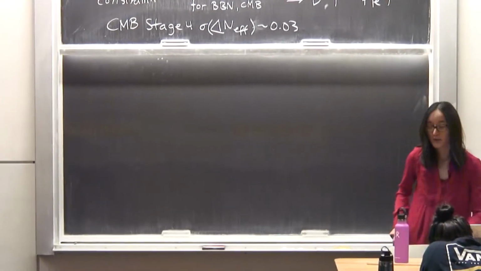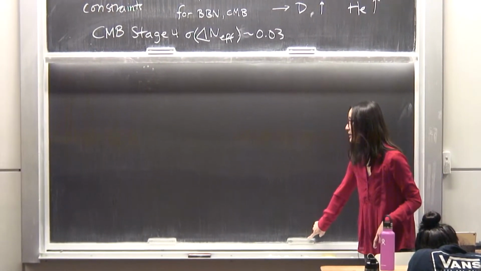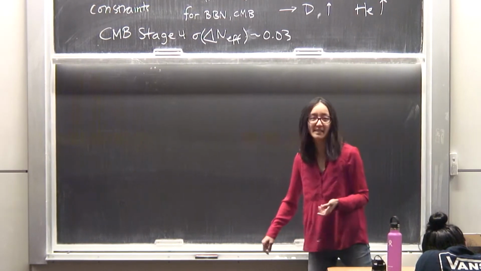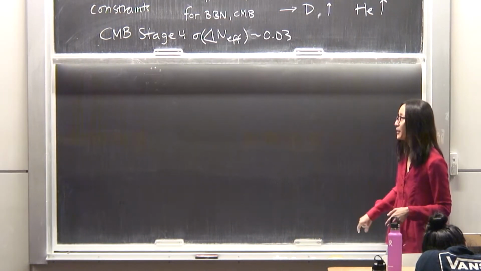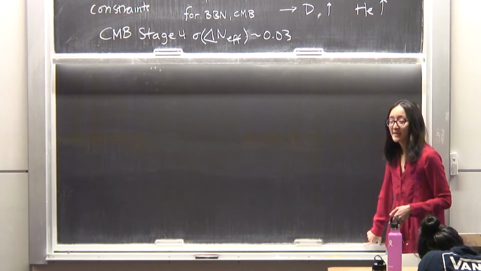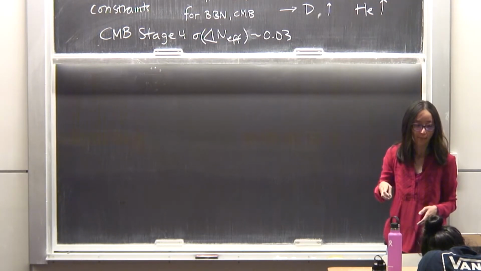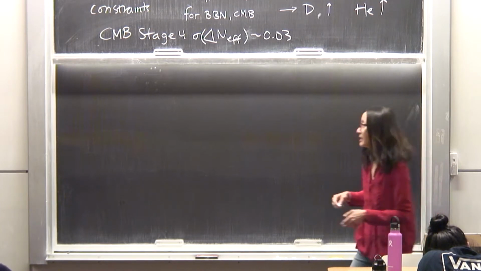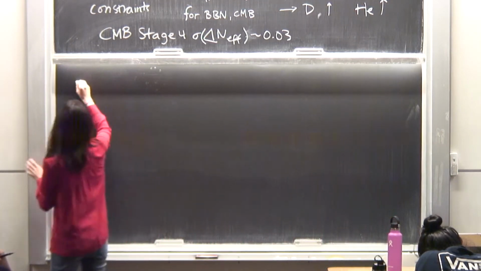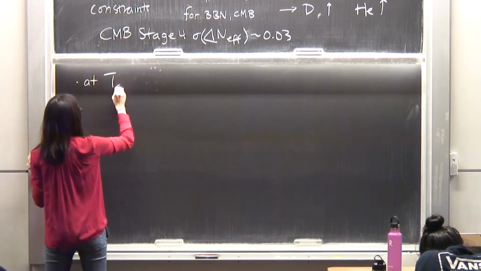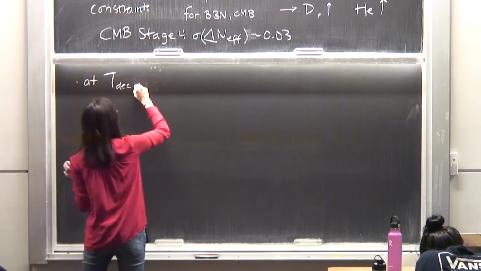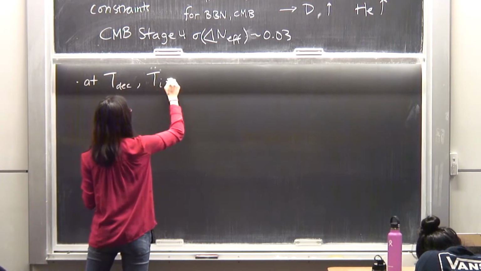So let's see. The thing I want to do is say if it was in equilibrium with the standard model at a given temperature, what would be the delta N effective that we see? Okay, so at some initial time, I'm going to call it decoupling, the two sectors had the same temperature.